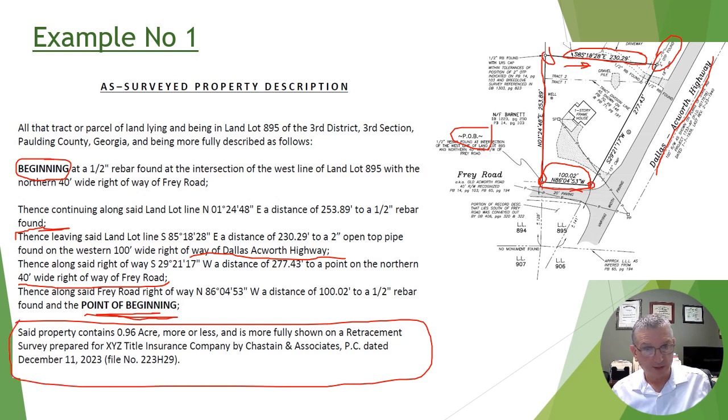Now the 0.96 was cut off of this screenshot that I grabbed. It is more fully shown on a retracement survey prepared for XYZ Title Insurance Company by Chastain & Associates PC. Surveyor and license number can be used, but the company name is more important because that's where you want to find a copy if there's something that you can't read. Dated December 11th, 2023. And here's the file number.